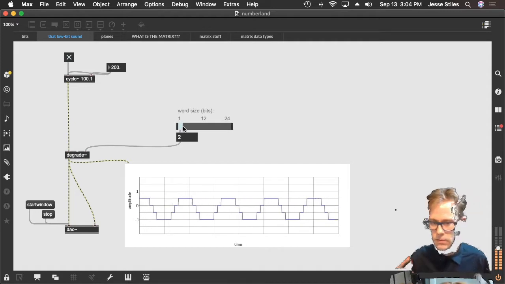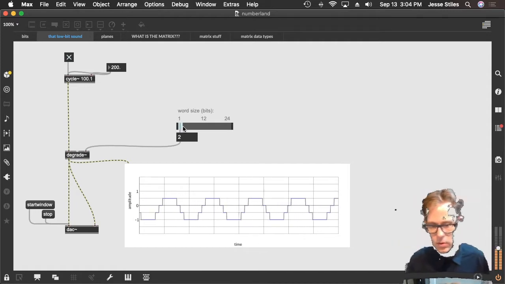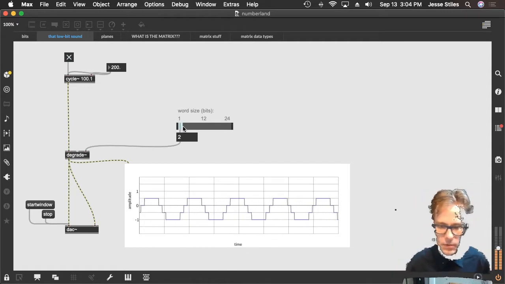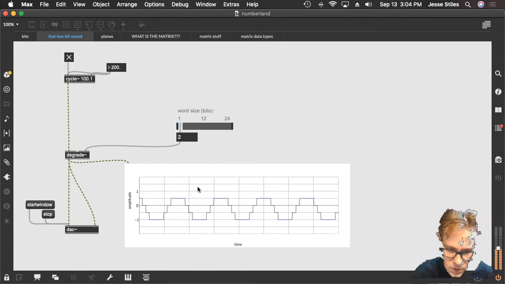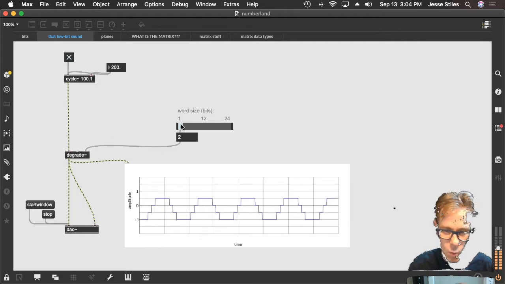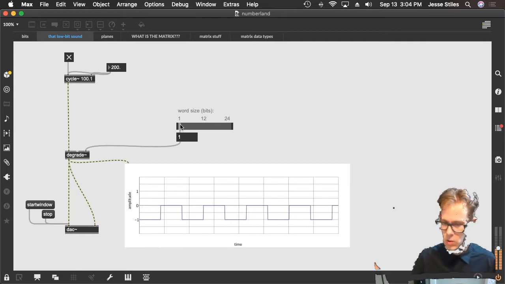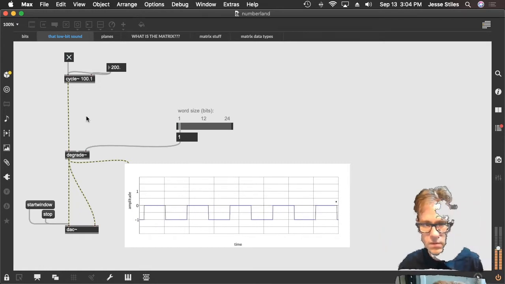When we have a 2-bit system, there are only 4 possible values, and you can see those 4 values on our scope now. It's just 1, 2, 3, 4. And if we have a 1-bit signal, this is now just a square wave, right? Because the signal is either high or low. So we've converted our sine wave into a square wave.